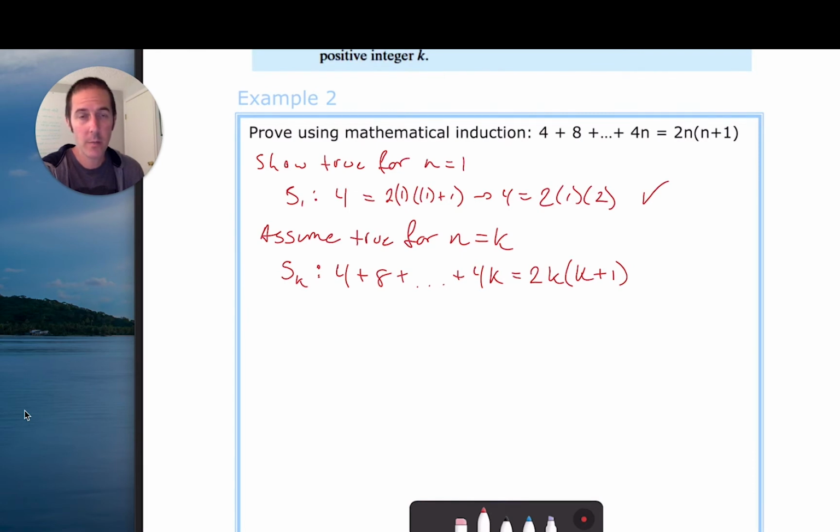Okay, so we've made our assumption. Then, at the very top of your screen, it says we need to show that S sub k plus 1 is also true.